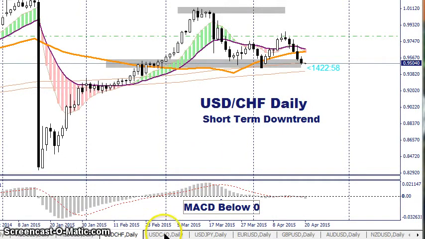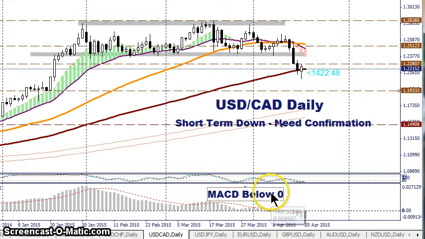Okay, next is the USCAD. Interesting pair in the sense that it had a major decline in price over the last couple of days, mainly because of bad economic news. But price did not close below this line. I drew this in. It's the 100-day simple moving average. The orange line here is the 50, so price is well below the 50, and we can say that we are in a short-term downtrend.